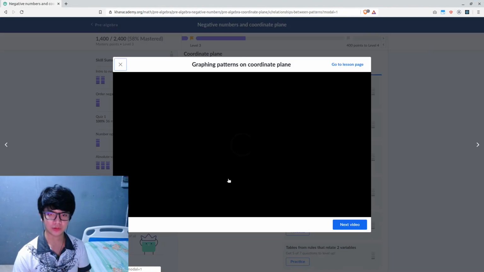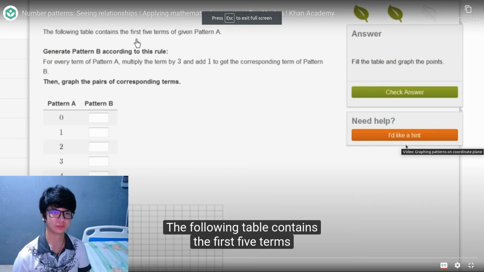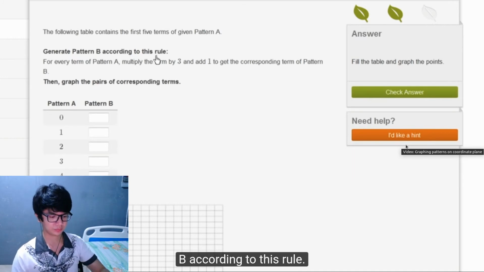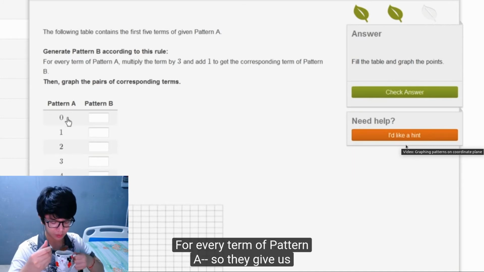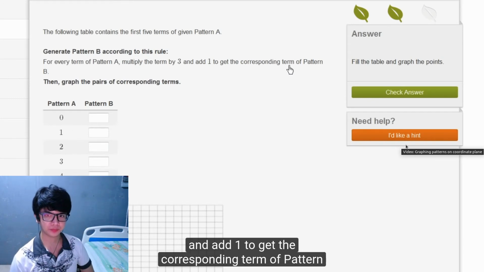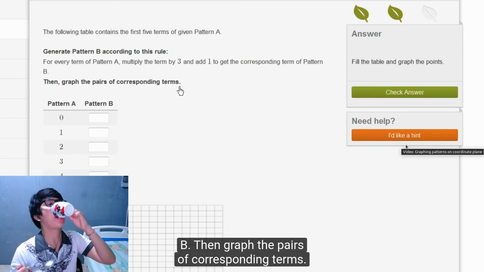Few more videos. The following table contains the first 5 terms of given pattern A. Generate pattern B according to this rule. For every term of pattern A, so they give us the terms of pattern A here, multiply the term by 3 and add 1 to get the corresponding term of pattern B. Then graph the pairs of corresponding terms.